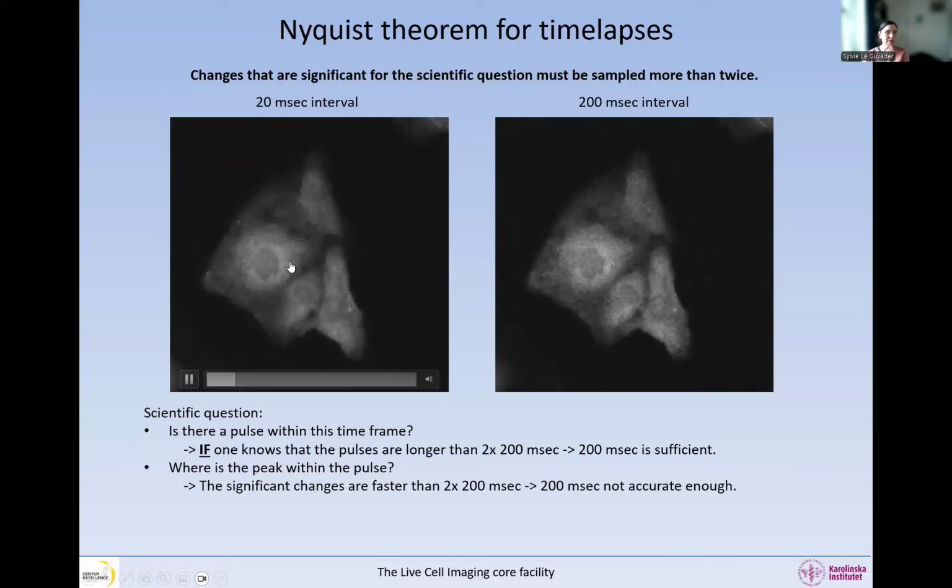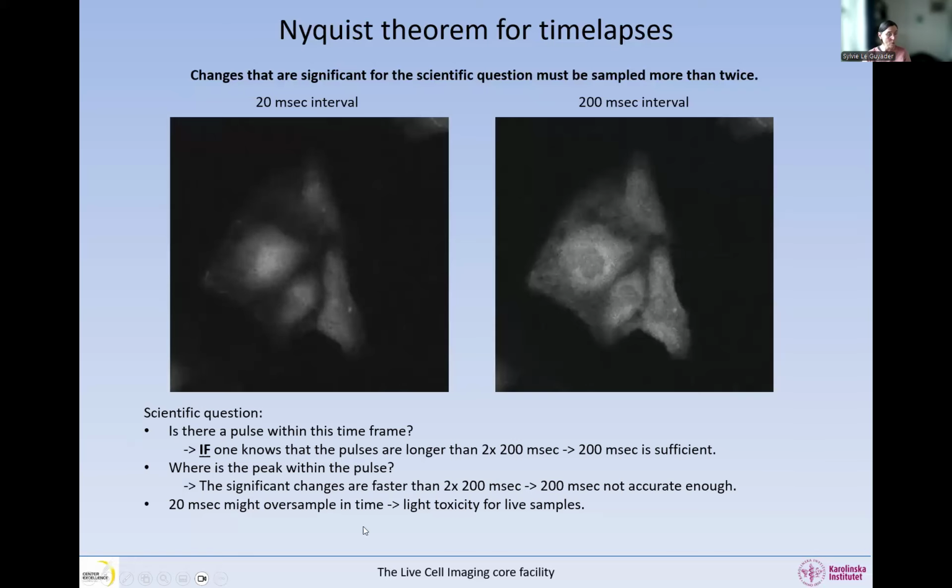So in here, when we look at this one, we can see that from one image to the next, we have very, very small changes, but we have a very fine readout. So we can see the significant change. We divide by 2, and this is what we want. So this means that in this image, we may oversample. Maybe this is oversampled, and it leads to light toxicity for this live sample. So we also don't want that.